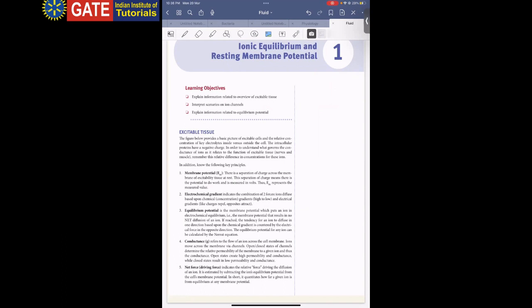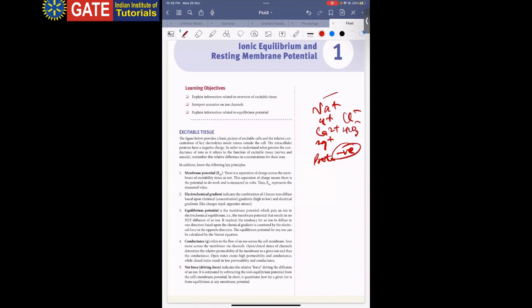Now let's talk about the ionic equilibrium and the resting membrane potential. You have to know that there are different electrolytes that are present inside your cell as well as outside of your cell, right? These electrolytes, like sodium, potassium, calcium, and even magnesium, are positively charged, while proteins have a negative charge. Chloride and bicarbonate are negatively charged.